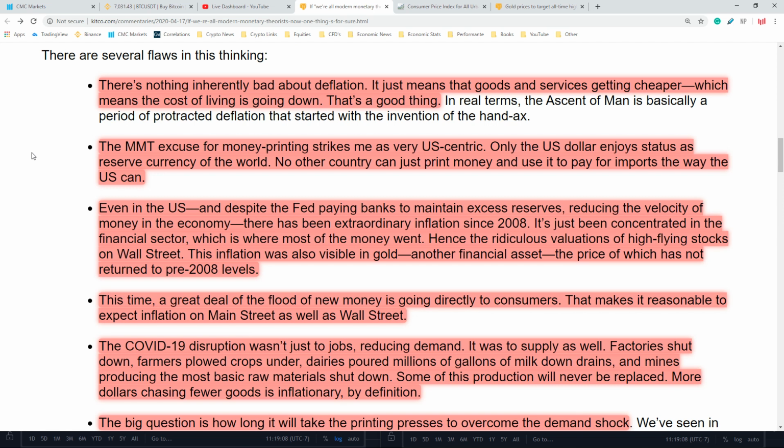Next thing is the MMT excuse for money printing strikes me as very US-centric. Only the US dollar enjoys status as reserve currency of the world. No other country can just print money and use it to pay for imports the way the US can. So yeah, because the United States is the reserve currency of the world, they have obviously the most power when it comes to being able to print what they think is value or worth, which in my opinion, it's not. Over time, I think it will definitely weaken the US dollar.